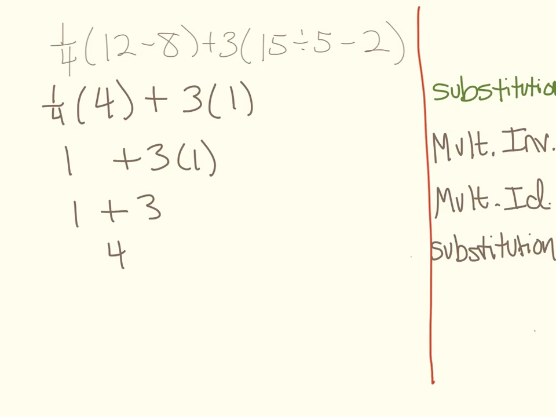Okay, so that's basically how these will work. You're just going to go ahead and work out the problem as you normally would with the correct order of operations. And then in each step, you're going to say what property you used in every step. If you can't come up with a specific one, such as multiplicative identity or multiplicative inverse or additive inverse, then more than likely it's going to be substitution. So this is what we will practice tomorrow.